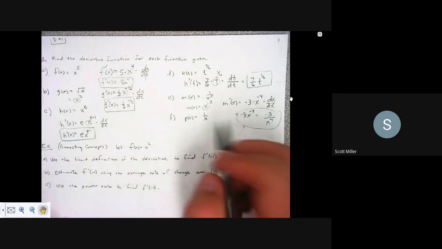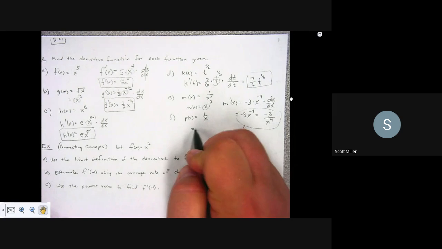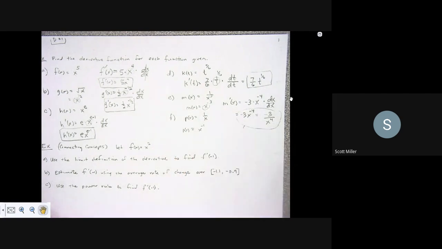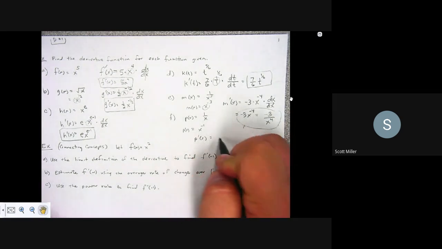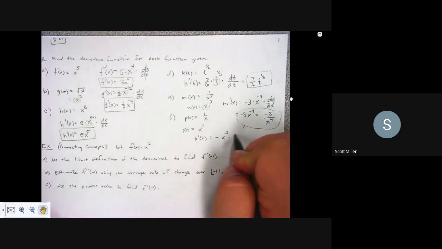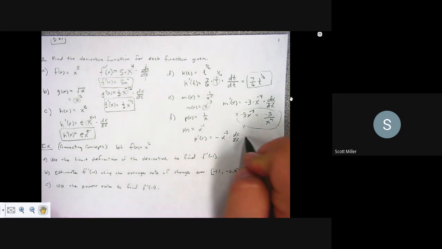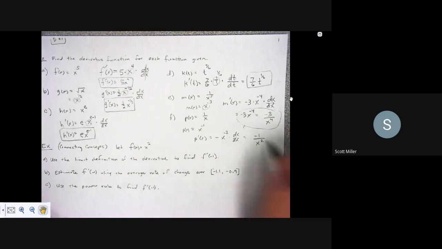And this one is exactly the same process, except you're going to rewrite p of x as x to the negative 1. And you just do the same process here. So what is p prime going to be? It's going to be negative x to the negative 2 dx, or negative 1 over x squared. Okay?